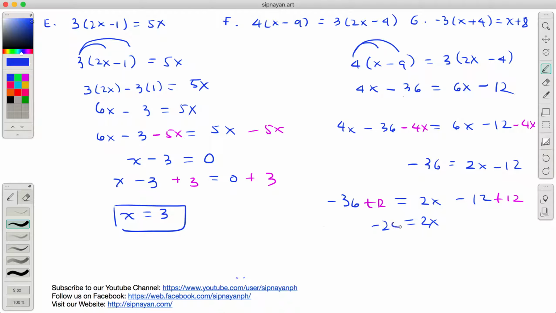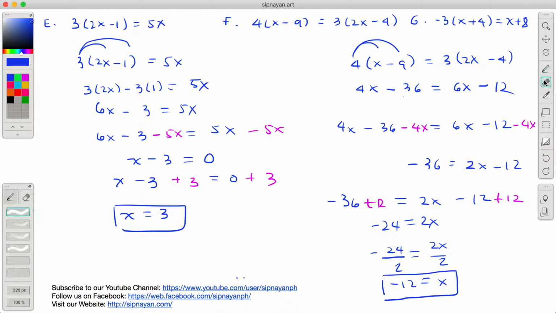And then to get the value of x, I divide both sides by 2. No? So 2x divided by 2 is x, and negative 24 divided by 2 is negative 12, which means that x is negative 12. Okay?